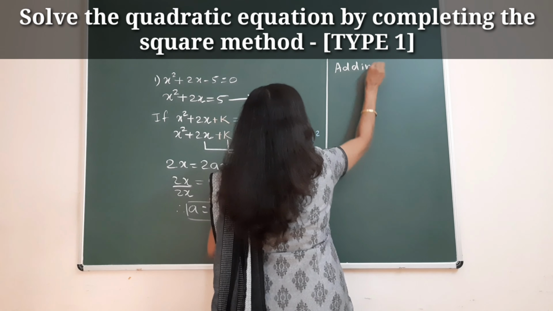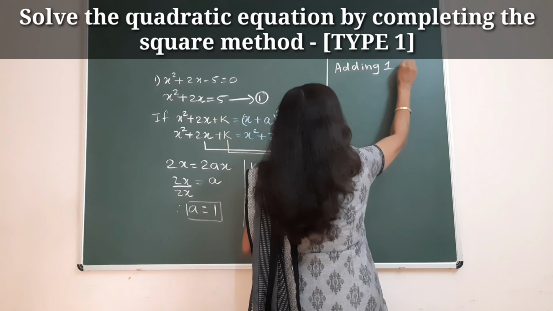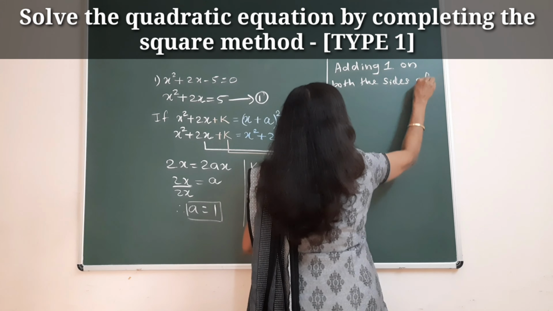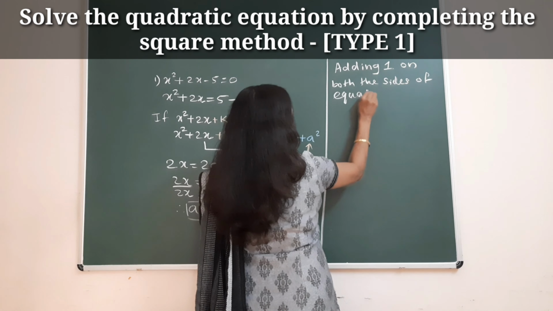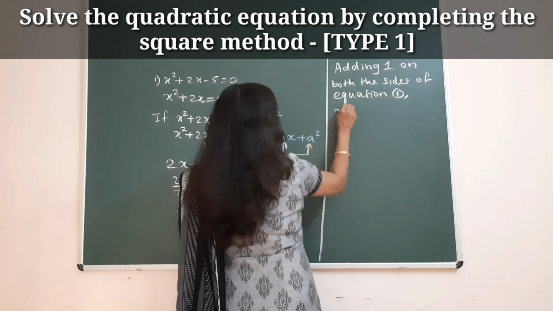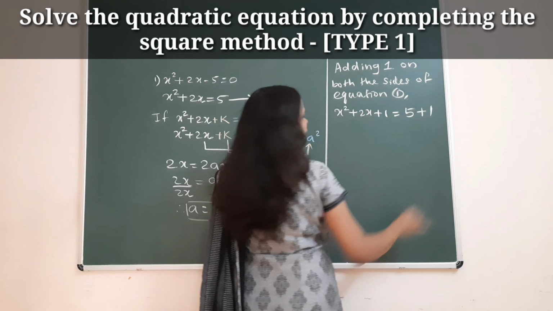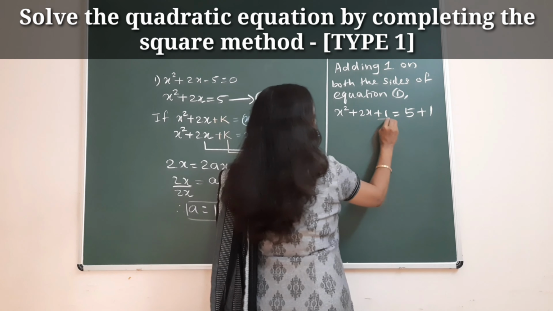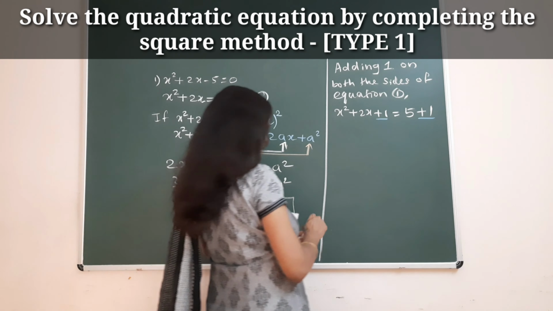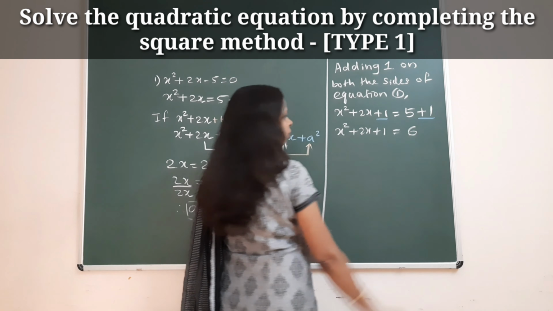Adding k equal to 1, adding 1 on both the sides of equation 1. Let us add 1 on both the sides. So x square plus 2x plus 1 is equal to, what is there on the right side? 5 plus 1. I have added 1 on both the sides. What will I get now? x square plus 2x plus 1 equal to 6.